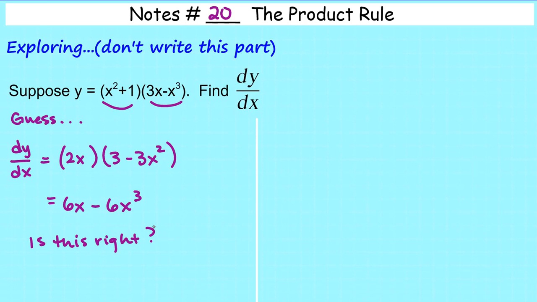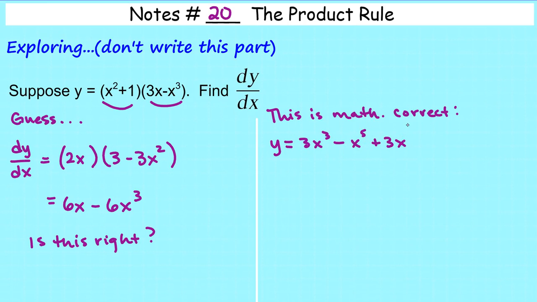So now let me do something that I know is mathematically correct, and we'll compare the answer with the guess. So this is mathematically correct. We can rewrite the function y by using the FOIL technique, and when we multiply the firsts we have 3x cubed. When we multiply the outsides we have minus x to the fifth. When we multiply the insides we have plus 3x, and when we multiply the lasts we have minus x cubed.